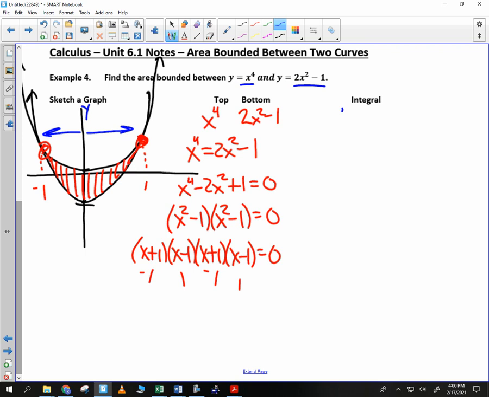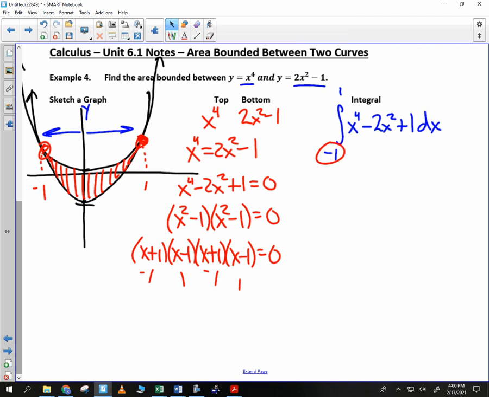First of all, you have the integral of the top, which is x to the fourth, minus the bottom, which will give me a negative 2x squared. When I distribute the negative, it will give me a plus 1 dx. And we're going to integrate from negative 1 to 1. Now, I don't know about you guys, but I really like when this bottom number here is not negative 1. I like it when it's 0. And so in this situation, because the functions are even functions, they're symmetrical about the y-axis, you can, in fact, do this.